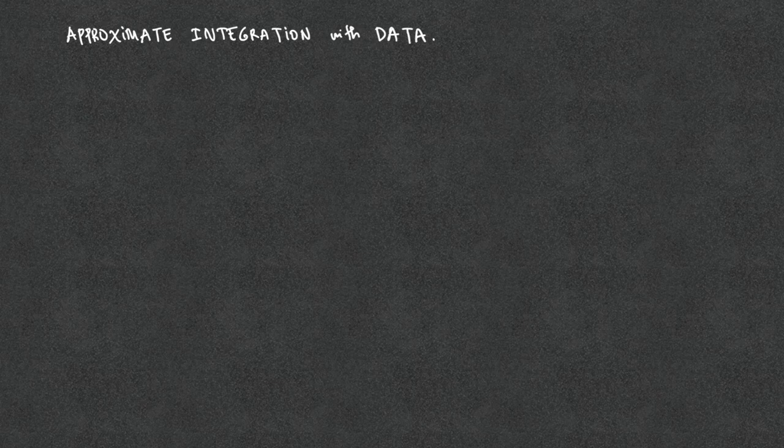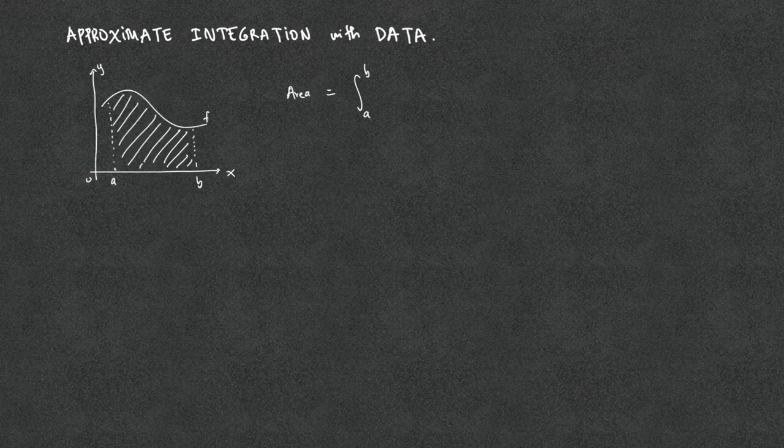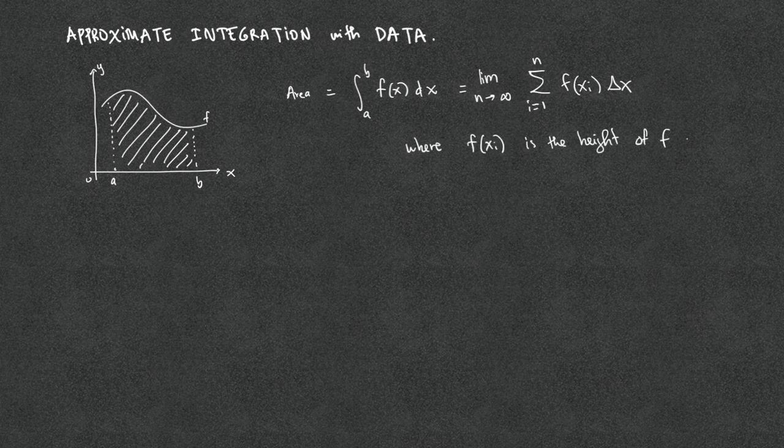Approximate integration with data. We now know that to find the area under the curve f above the x-axis from a to b, we integrate the function f of x with respect to x from a to b. This definite integral is the limit of the Riemann sum, the sum as i goes from 1 to n, f of xi delta x, where f of xi is a functional value at an xi point in a representative ith interval, and delta x is the width of each of the intervals.